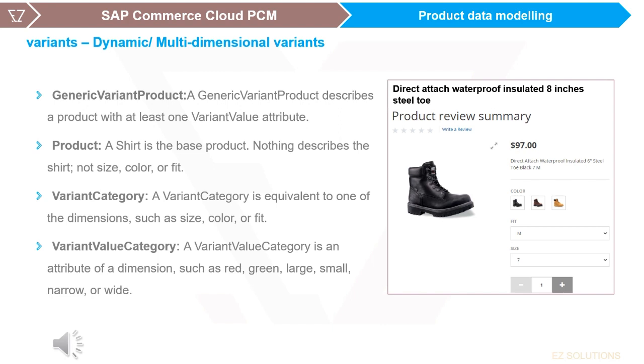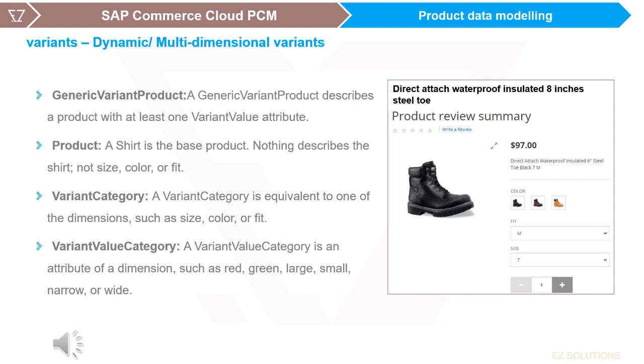Following this approach, each generic variant product is associated with a base product and becomes the purchasable stock keeping unit. The properties used to differentiate one SKU from another will be determined by variant categories and variant value categories. Both of them extend the category type. We can think of variant categories as attributes like colour and size, and the variant value categories as their corresponding values, like red or large.